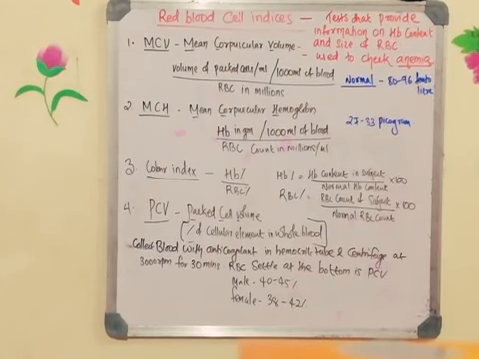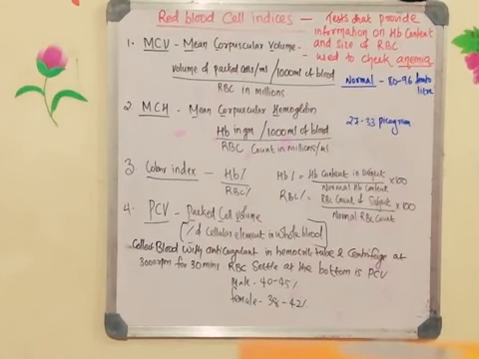CBC, what we discussed yesterday, is used to measure the quantity and physical characteristics of RBC and other cells, but this is used for the quantitative measurement of the RBC volume and the hemoglobin content. So by this technique we can identify the volume of RBC, hemoglobin content and the color of the RBC.